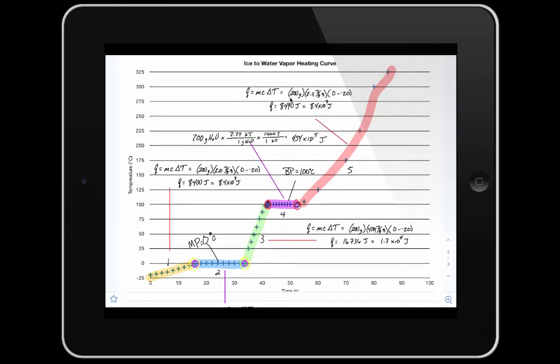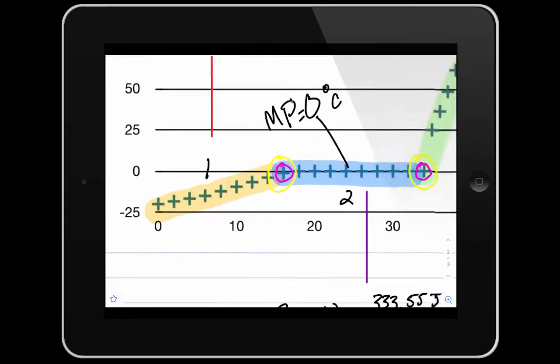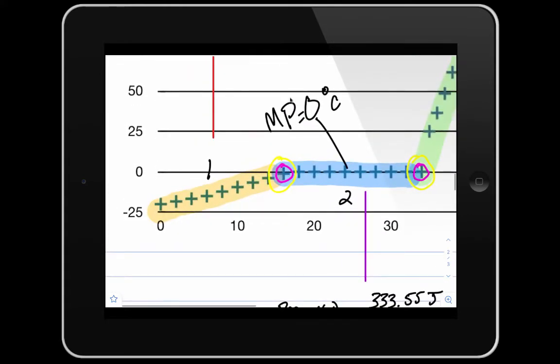So we're going to start off at the beginning. This data here goes from negative 25 degrees Celsius in this area, all the way up through this area where we are melting the water. This was all done in the video that I posted dealing with the melting of water, from negative 25 up through melting. But I'm going to focus on this area here.